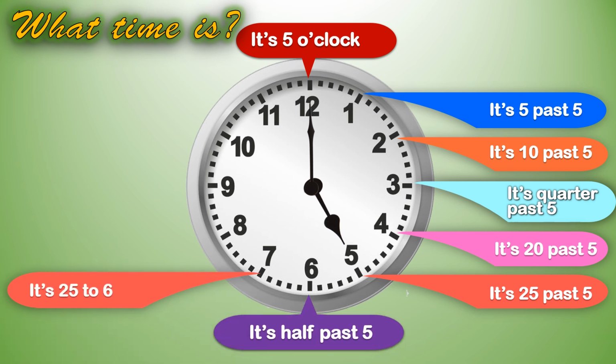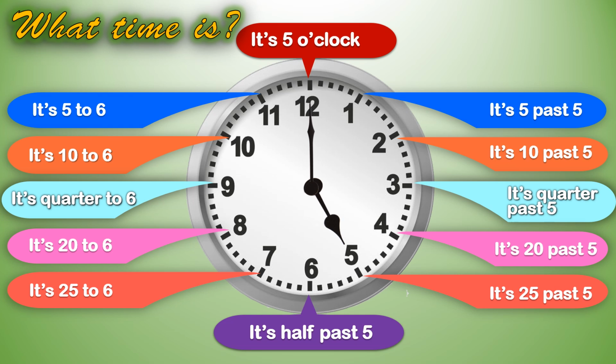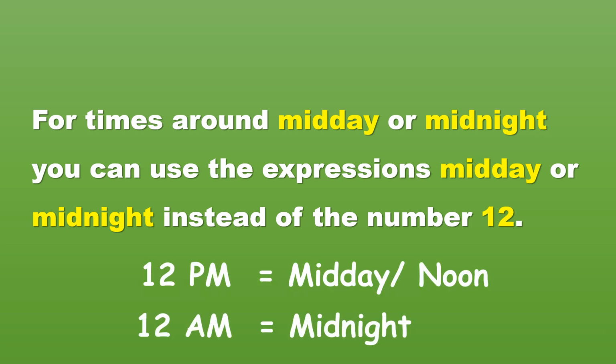It's 25 to 6. It's 20 to 6. It's quarter to 6. It's 10 to 6. It's 5 to 6. For times around midday or midnight, you can use the expressions midday and midnight instead of the number 12.